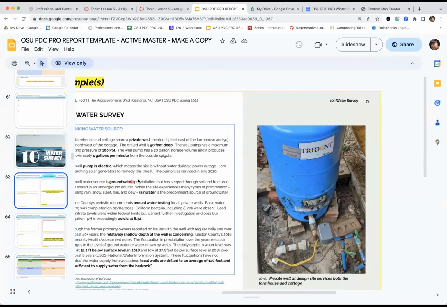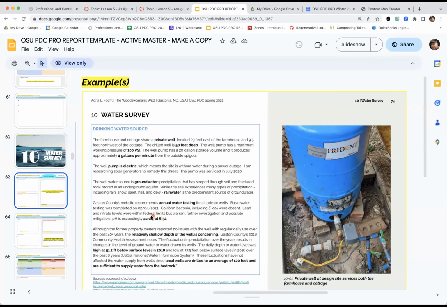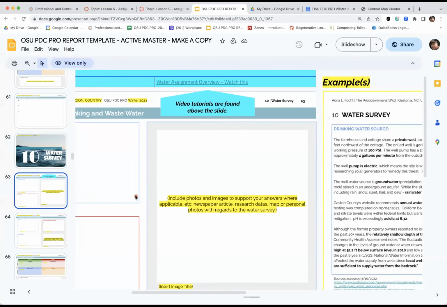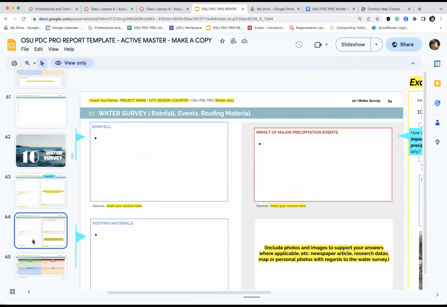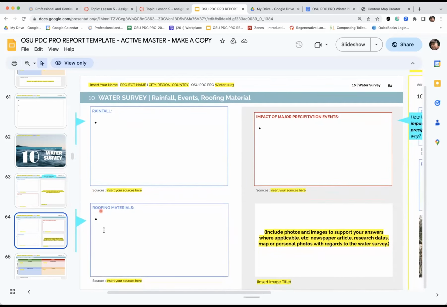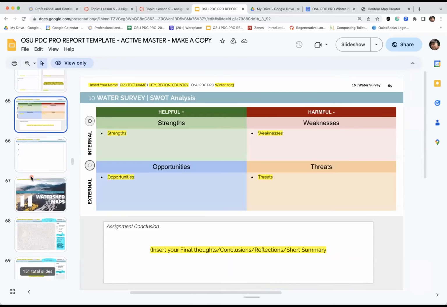And if you have a well, whatever information you have on that's great. I mean, this has a huge amount of info on it that you may not have. If you have a well, you may also be doing annual testing on it, which is a good idea. So maybe some of that information you want to include. And the next page here, we're looking at your annual average rainfall, type of roofing materials, impacts of major events in your area or on your site. That's pretty easy. And then a SWOT analysis, of course.